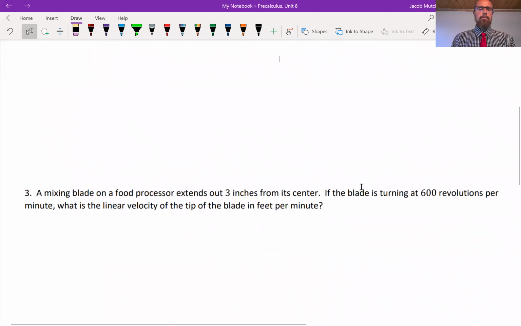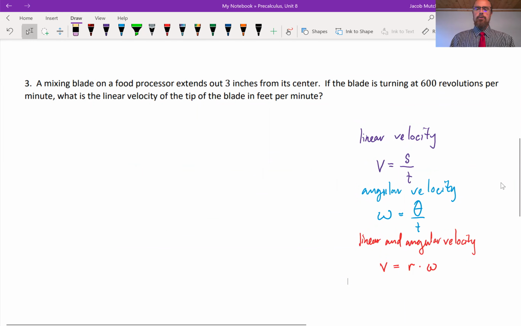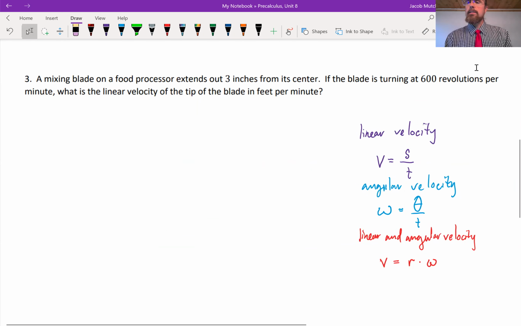Our second example is about a mixing blade. So here a mixing blade on a food processor extends 3 inches from its center. If the blade is turning at 600 revolutions per minute, we want to know what's the linear velocity of the tip of the blade in feet per minute. So I'm going to bring those three equations that we had from our first question, and we just, again, need to decide which one is going to serve our purposes with this specific example.